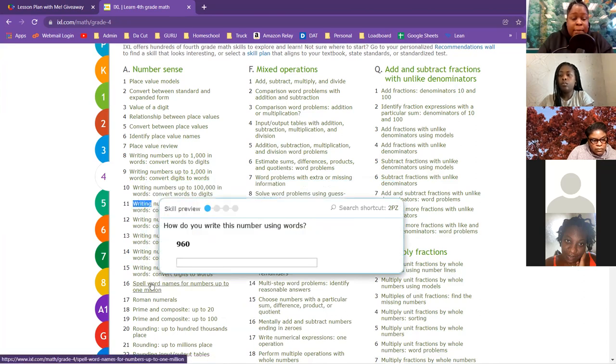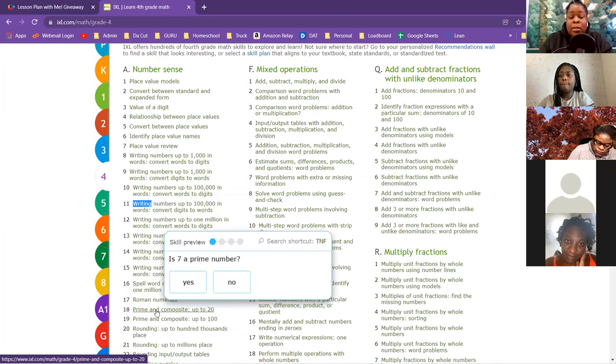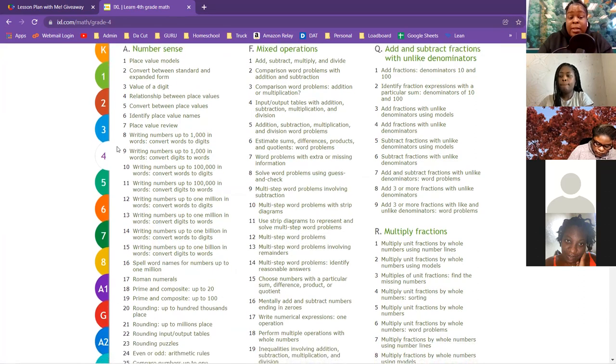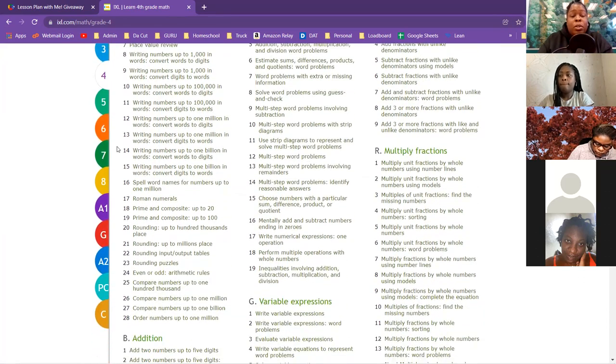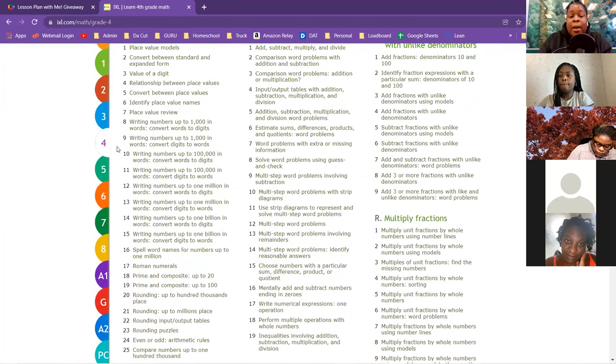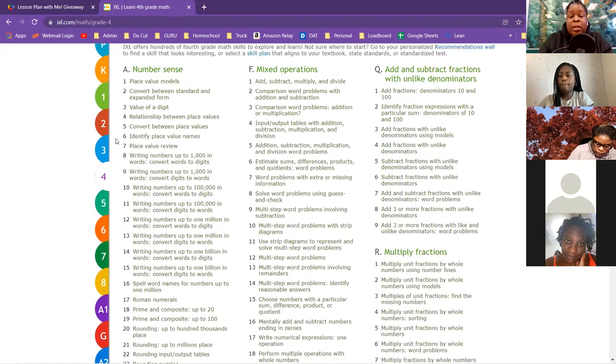Back down here, spelling word names for numbers up to 1 million. Again, we're not going to do that because he knows how to do that. I would pick things. We may do the prime and composite numbers as a refresher, but I would go through here and pick the things that I feel he needs or doesn't know or is struggling with.